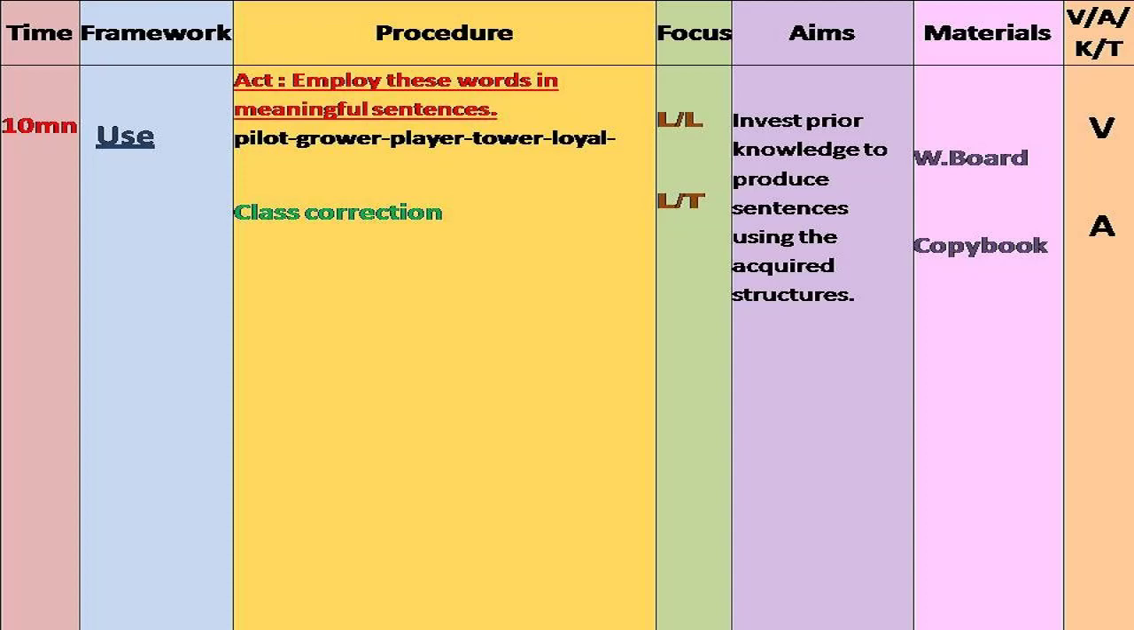The last phase of a pronunciation lesson is called use. So the pupils should produce something creative based on, of course, the input. So here they have 4 words. They employ them or use them in meaningful sentences. Why not have a relationship with the topic of the sequence, of course.